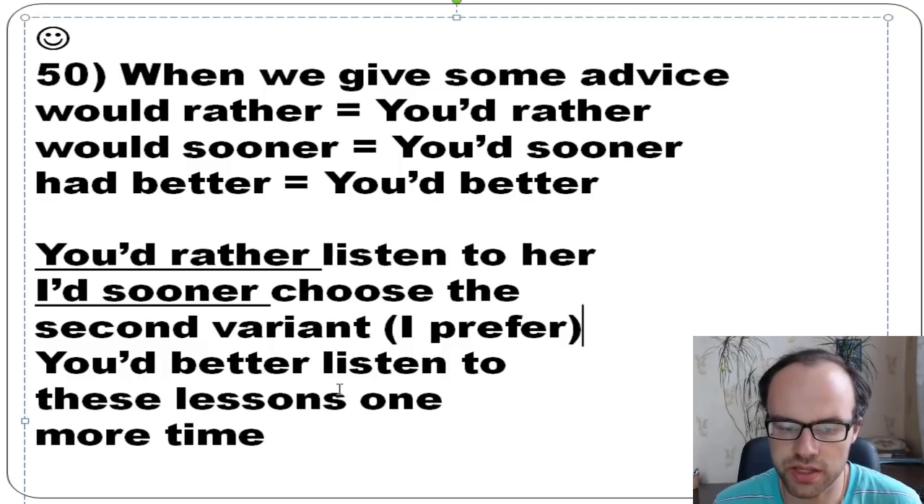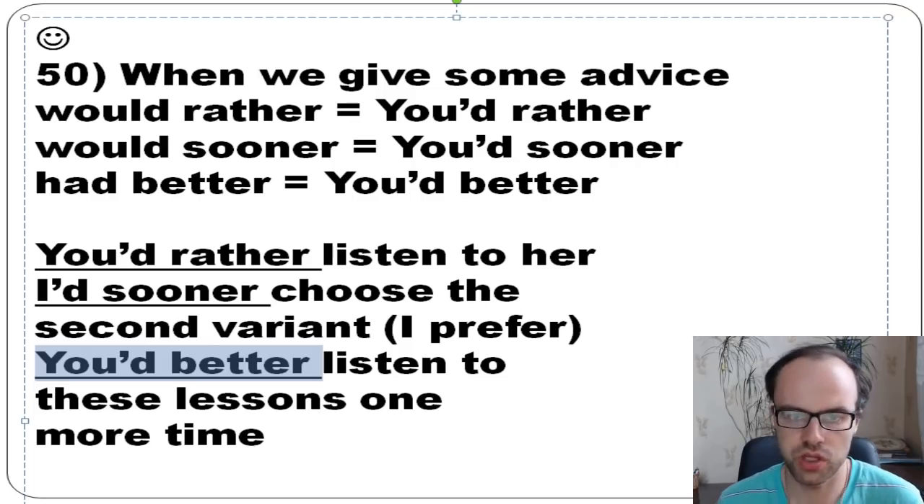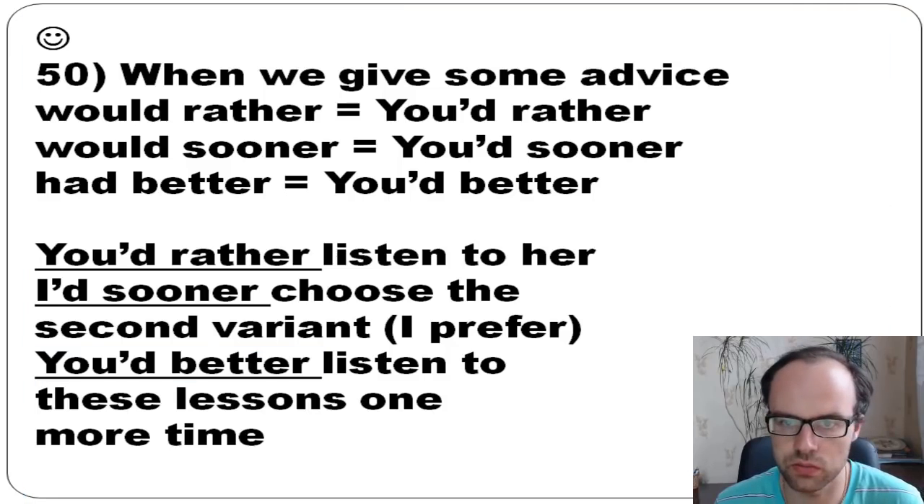You'd better listen to these lessons one more time. It means it's a good idea for you if you listen to these lessons one more time. So if you do it, it will be better, okay? So we often use you'd rather, you'd better when we give some advice, okay? And we often use I'd sooner when we talk about something which we prefer, okay? Very good.